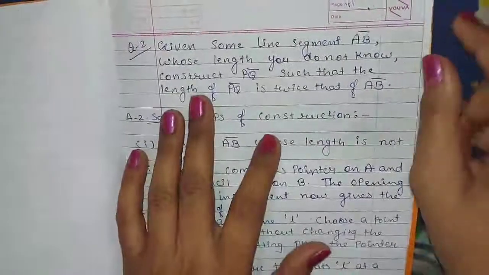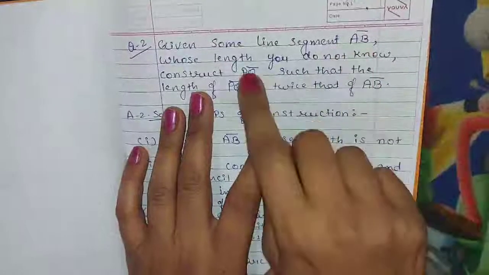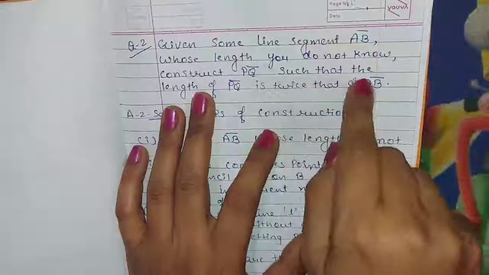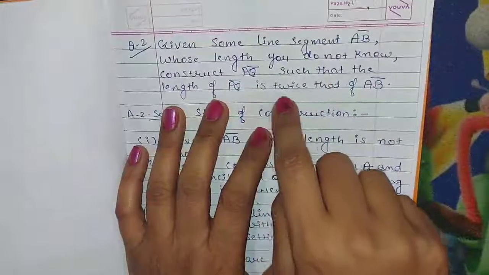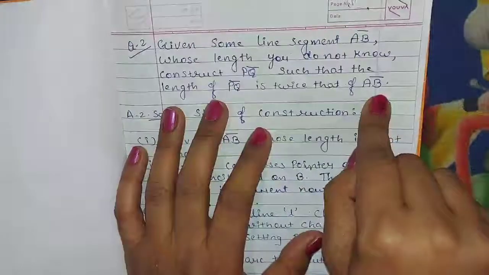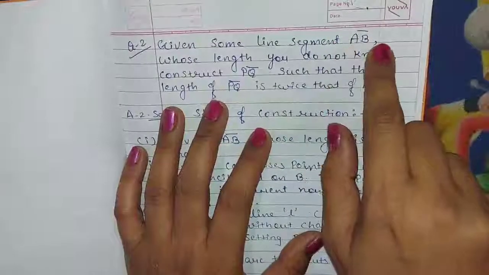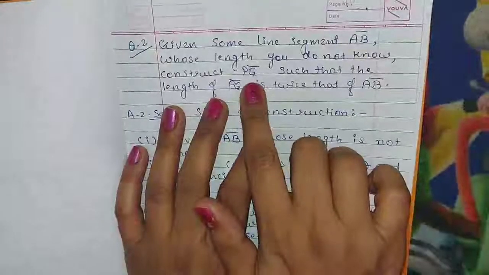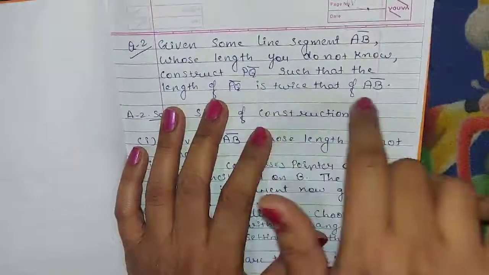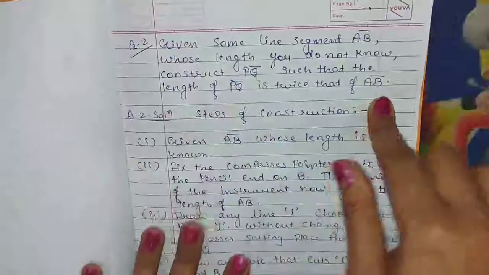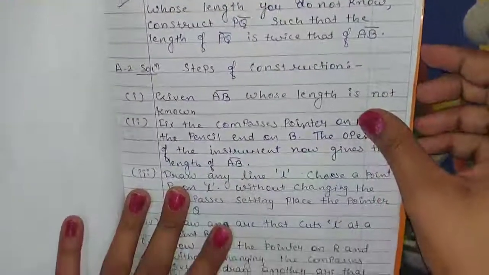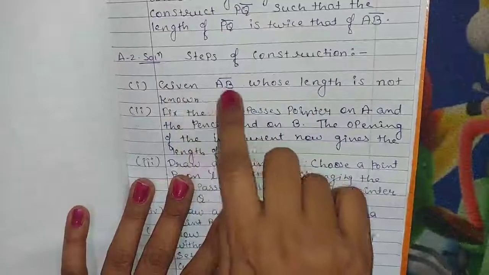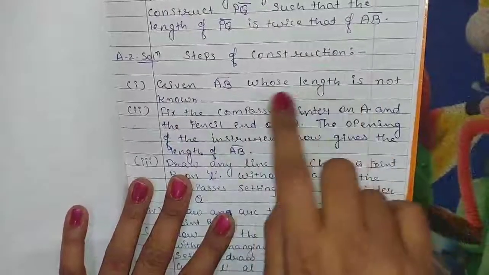Question number 2. Given some line segment AB whose length you don't know, construct line segment PQ such that the length of line segment PQ is twice that of line segment AB. So here also line segment AB is given, but that length we don't know. We have to construct line segment PQ such that the length is twice that of line segment AB. So let us see the steps of construction. Steps of construction. Given line segment AB whose length is not known.